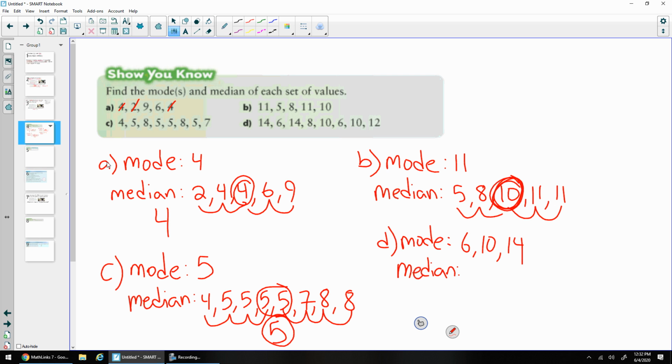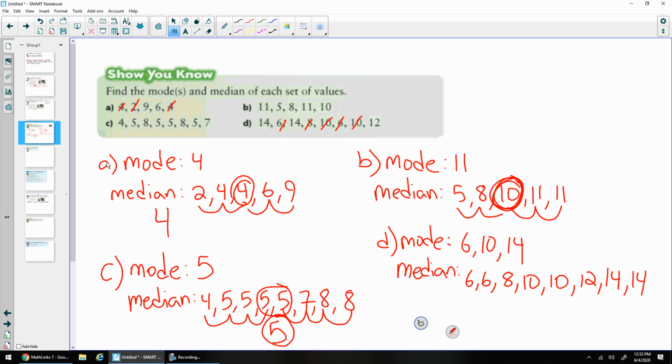And so 6 is the lowest, and we have 2 of them. So 6, 6. No 7s, then we have an 8. And no 9s, then we have a 10. No 11. Oh, we have 2 10s. That's why it's sometimes good to cross out the ones that you've written down. And then I have a 12, and then 2 14s.